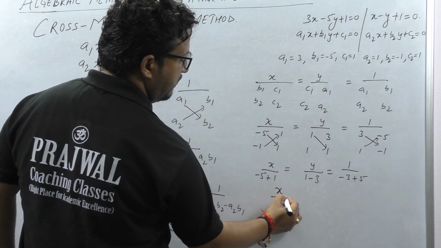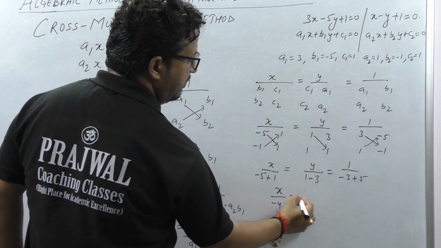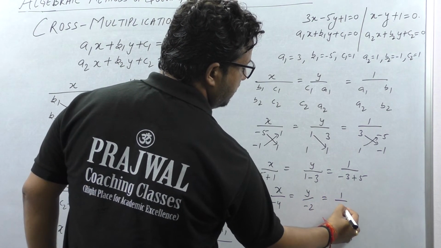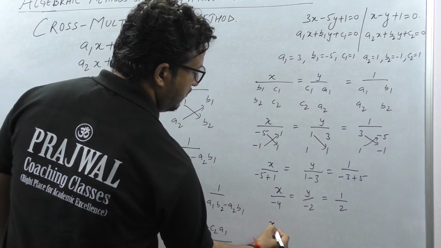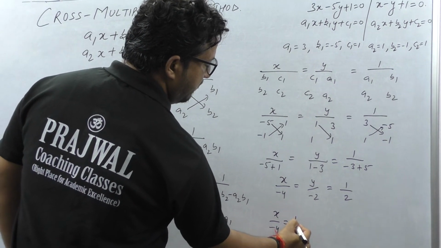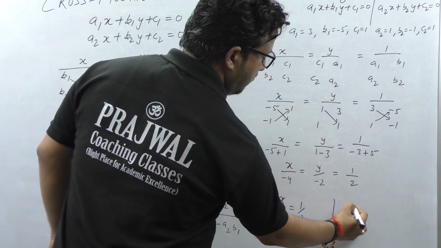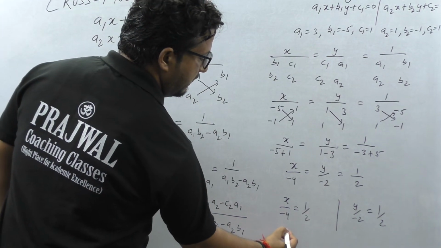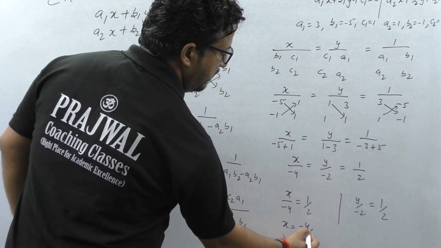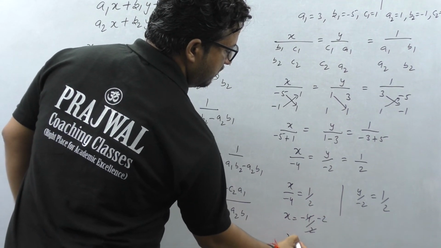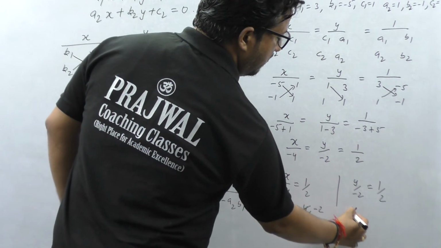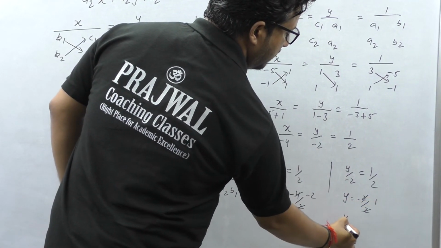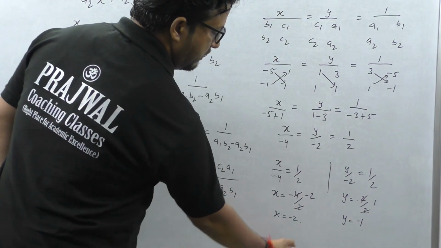So here we get x equal to how much? Minus 4. y equal to how much? Minus 2. And 1 equal to how much? 5 minus 3, that is 2. So now x, minus 4, is compared with 1 upon 2, and y, minus 2, is compared with 1 upon 2. So the x value will be minus 4 upon 2, and we calculate, we get the answer minus 2. And here it is minus 2 upon 2, and we can cancel, we get 1.